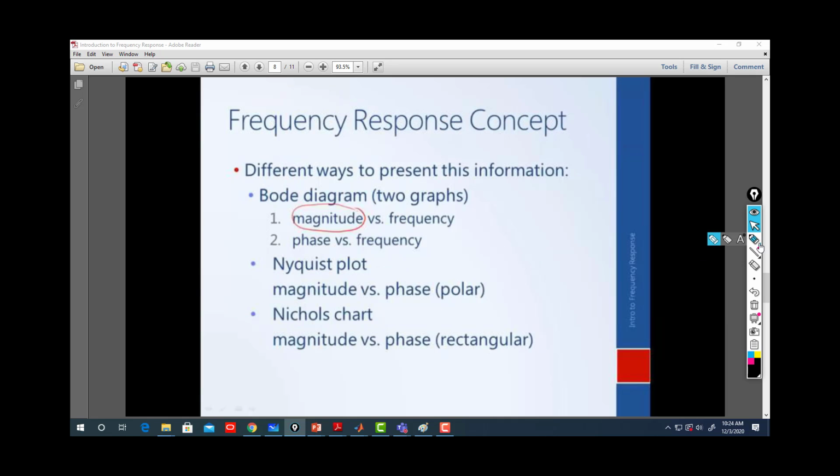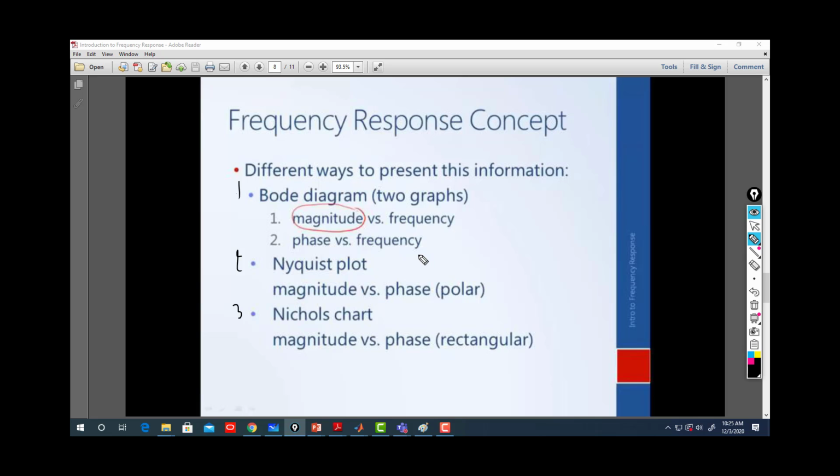You have basically three types of frequency response: the Bode plot, which we saw, and the Bode plot is the one that we will use in our analysis to design controllers. Bode plot, okay. So magnitude versus frequency and phase versus frequency. In the Bode plot you have two graphs, we saw them: magnitude versus frequency and phase versus frequency.